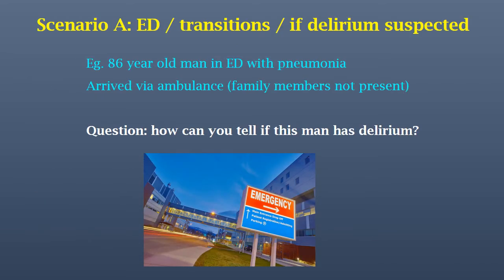So let's consider 2 types of scenarios in which delirium is common and where it's very important that we have a system in place to pick it up. So scenario A is the emergency department or transitions of care, or at other times when delirium is suspected. As an example, an 86-year-old man arrives in the ED with pneumonia, and he's arrived via ambulance, family members not present, and there may not be an informant history there. So what tool or process should be used to tell if this man has delirium?